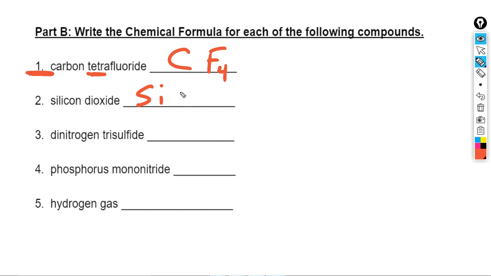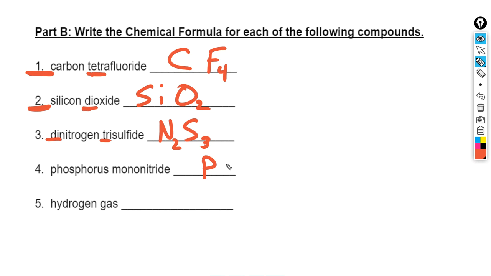Silicon dioxide, SiO. Do we have a prefix here? No. Do we have a prefix here? Yes. So a 2. Dinitrogen trisulfide. So N S. Do we have a prefix for N? Yes, it's a 2. Prefix for S? Yes, it's a 3.